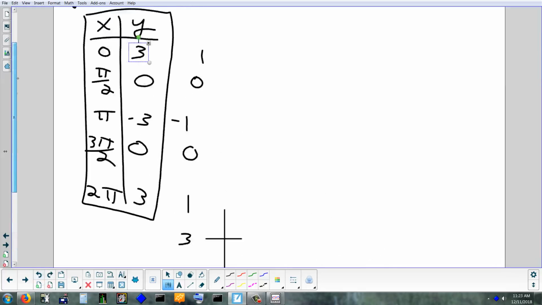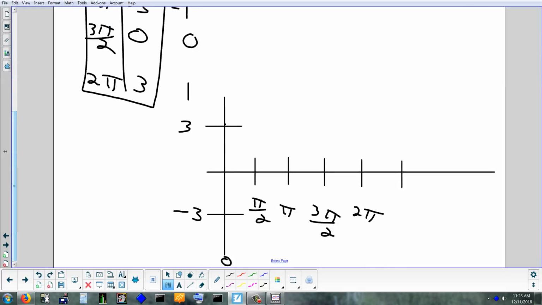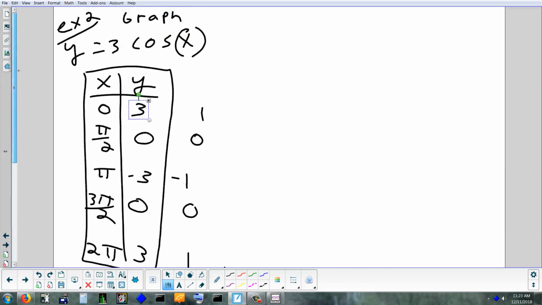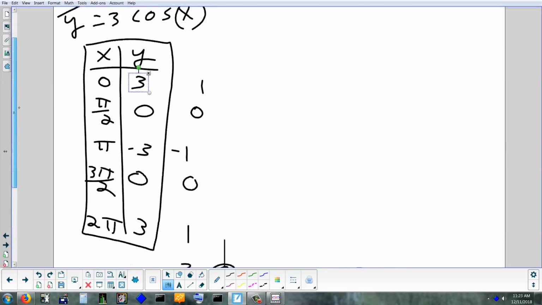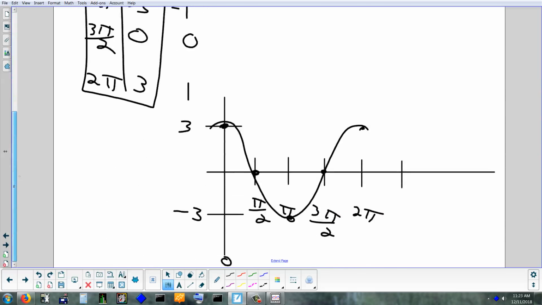And now graph your points. So you've got 3, 0, negative 3, 0, and back to 3. And that's your graph. Now, if the problem said to graph 6 cosine x, I could pretty much use that exact same picture and just do this. Now that's a graph of 6 cosine x.